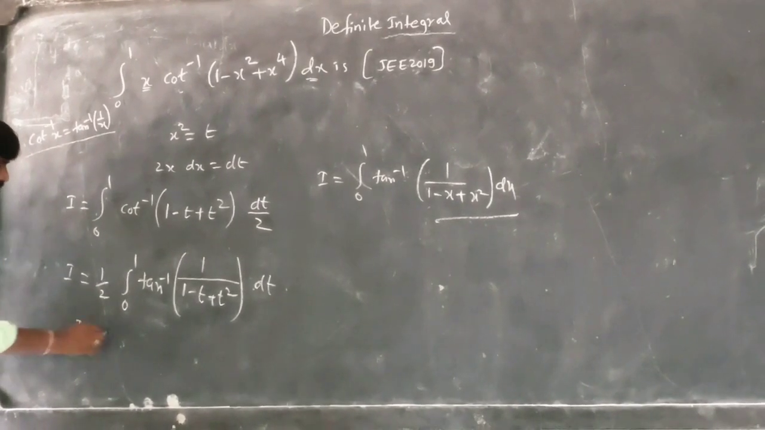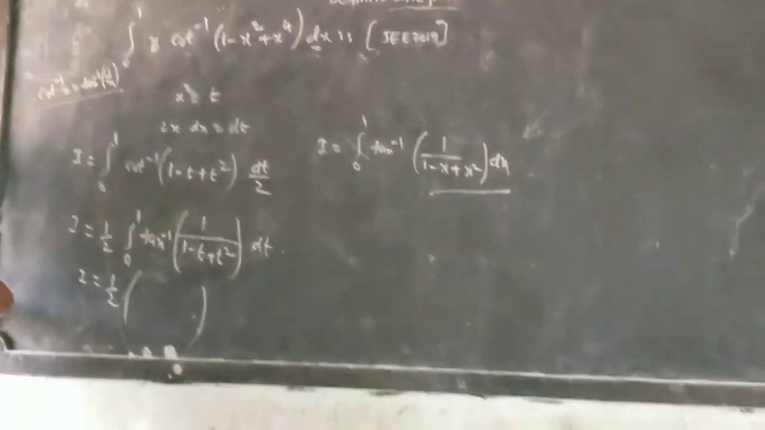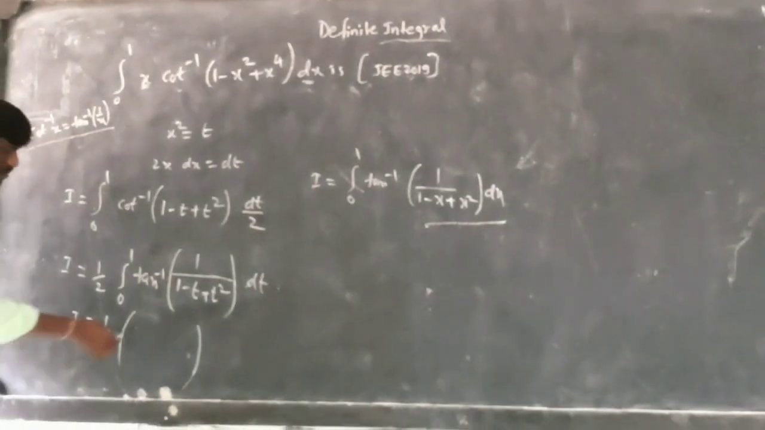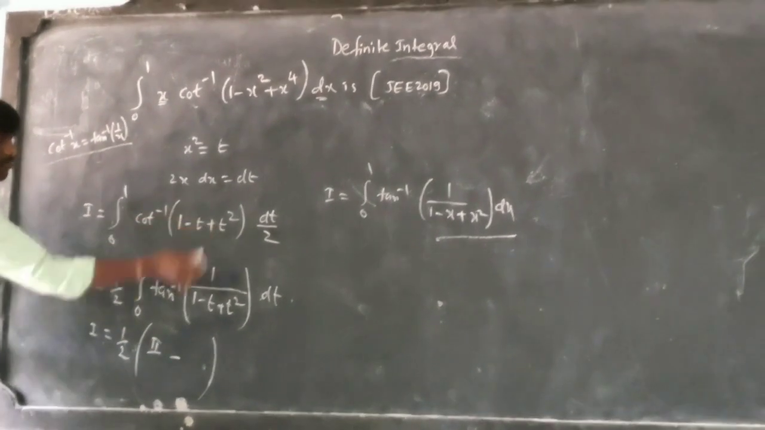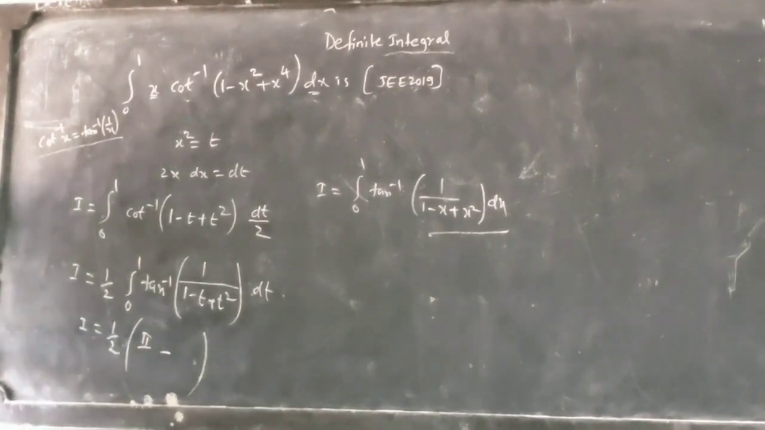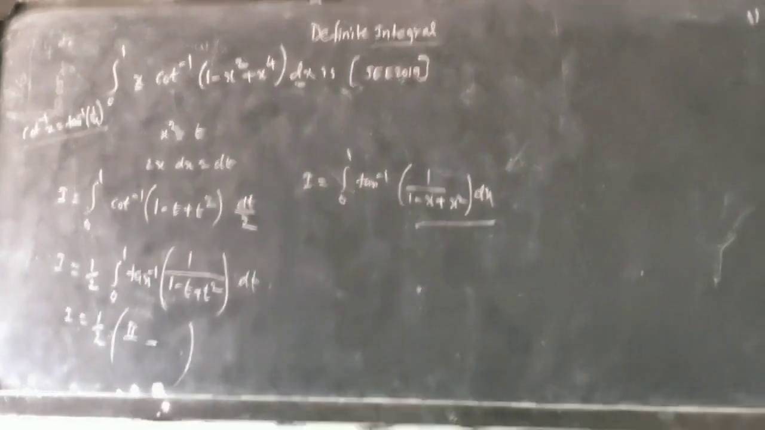So I is equal to 1 by 2 times the previous answer. I do not remember what you got as the previous answer, so just substitute the previous answer and multiply with 2. That is your answer. This is the end of 2019. This is the simplest way we have solved.